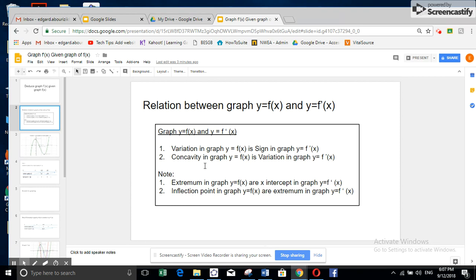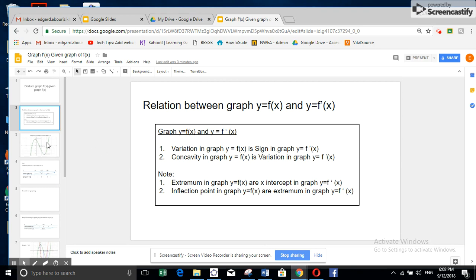We are going to note two important things: that the max and min in the graph y equal f of x are the x-intercepts in y equal f prime of x. We're going to see how. And the inflection points in the graph y equal f of x will be maximum or minimum in the graph y equal f prime of x.